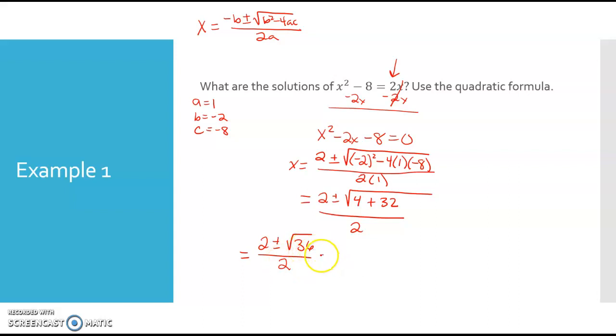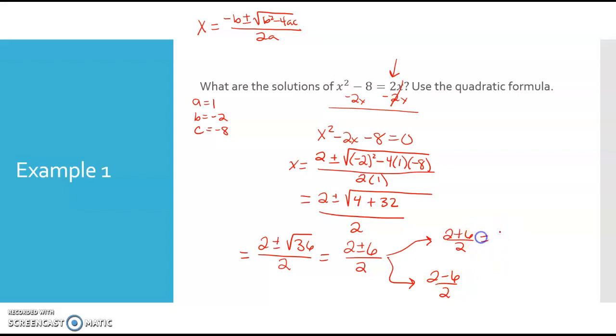From here, I've got one more step because I know my answer to that square root of 36. So I have 2 plus or minus 6 divided by 2. And then from here, I split into 2 formulas, right? I'm going to have my 2 plus the 6 divided by 2, and then I'm going to have my 2 minus the 6 divided by 2.